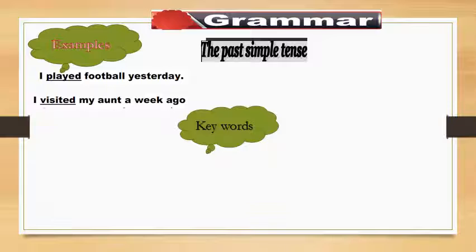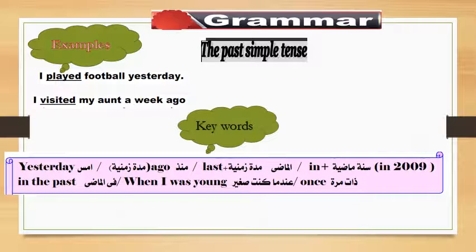From this we can notice that past simple expresses an action that started and finished in the past, and it is formed from the second conjunction of the verb, like play, played, visit, visited, eat, ate, see, saw, go, went. We have keywords that express the past simple. Keywords: yesterday, ago, last, in.